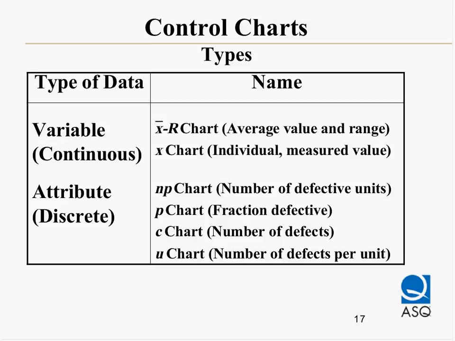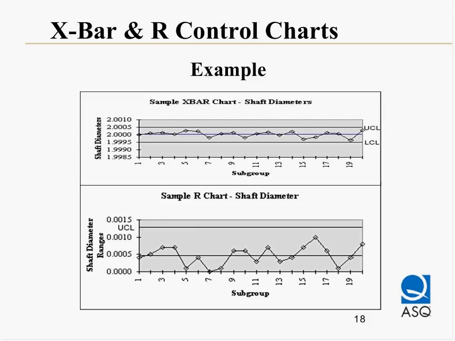One is the P chart. What you're interested in is the number of defective units. The P chart, fraction defective. The C chart, which is all about the number of defects, which is the number per unit. Let's look at an X-bar and R chart and see what it looks like.